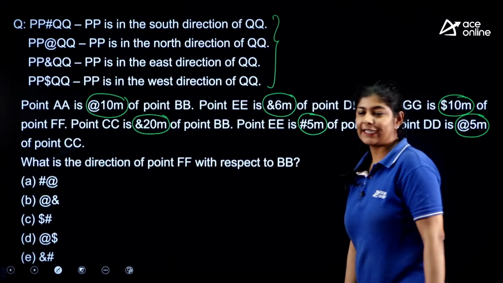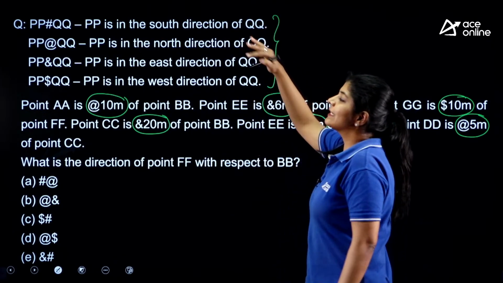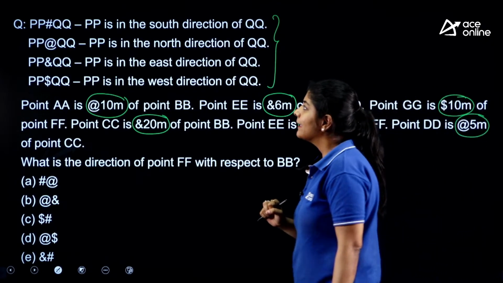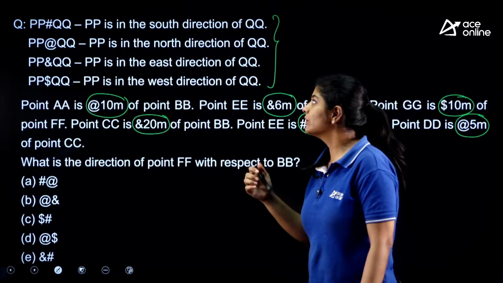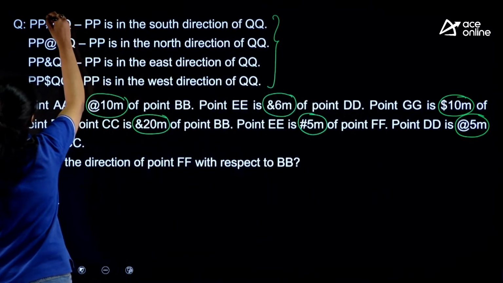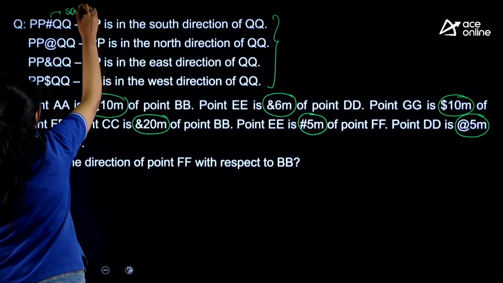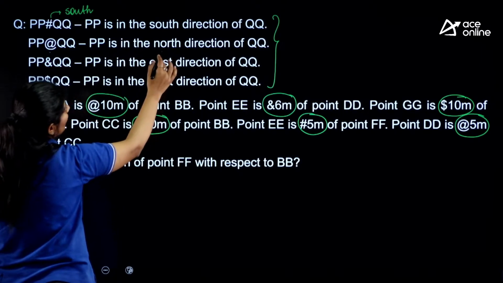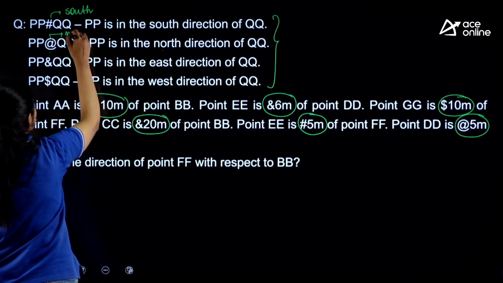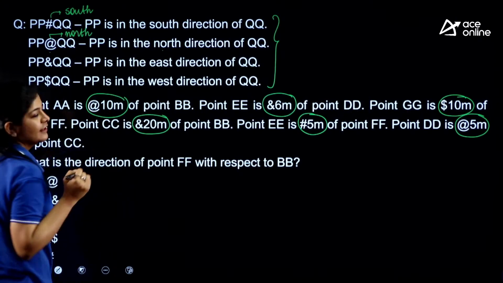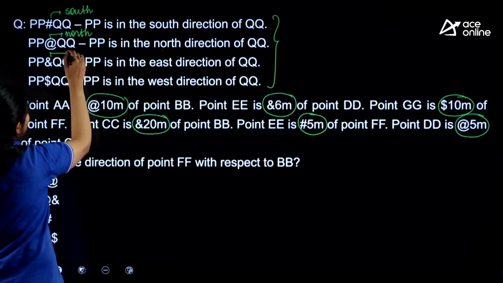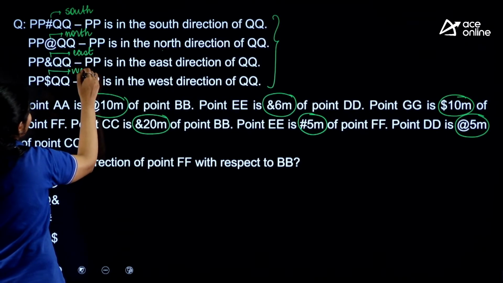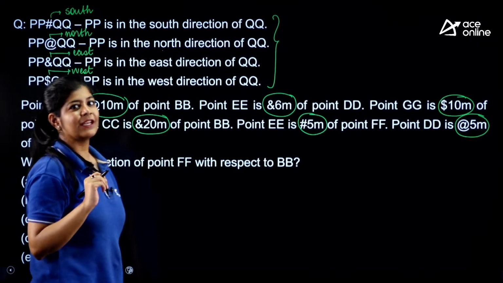Okay, so let's start discussing. The first line says that P # Q. That means P is in the south of Q. That means I can say that this hash symbol denotes south direction. This @ denotes north direction. This & symbol denotes east direction, and this dollar denotes west direction, right? So these are the directions we are having.